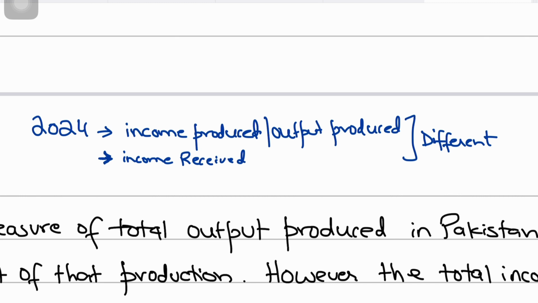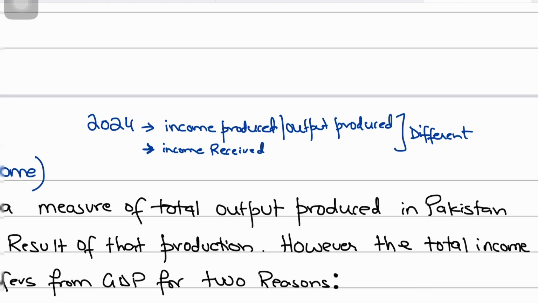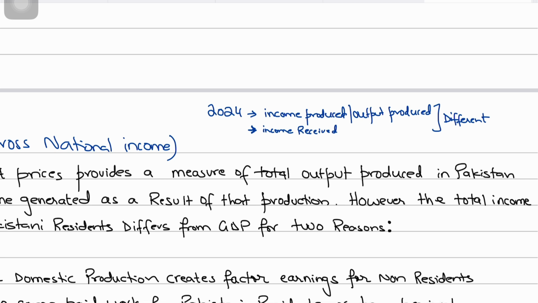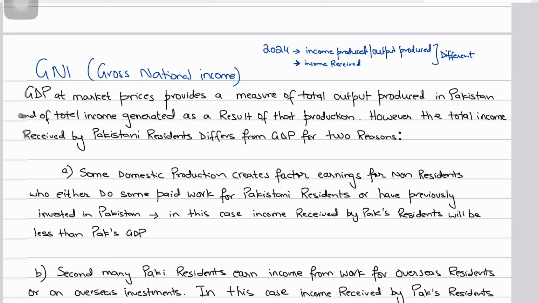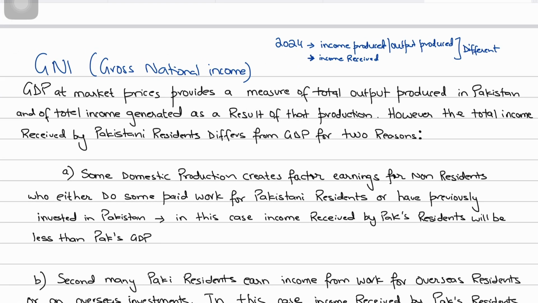And because there's a difference between the income produced versus the income received, that is why the value of GNI, gross national income, differs from the value of the GDP. So when you're talking about GDP versus GNI, there's a difference because GNI takes into account the income received, right? And GDP takes into account the income produced because of the output produced in the country.